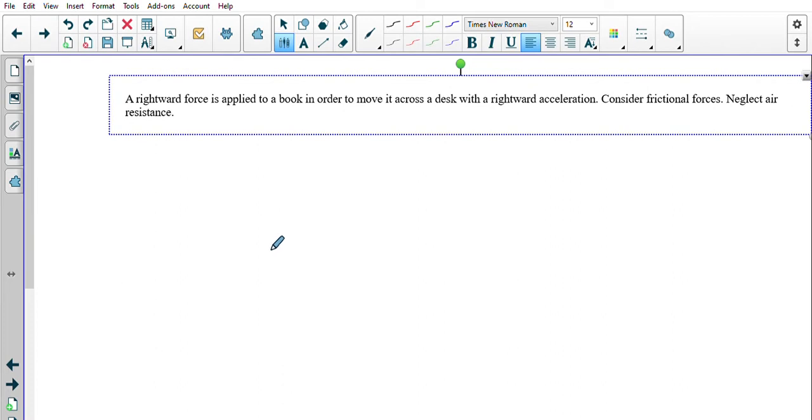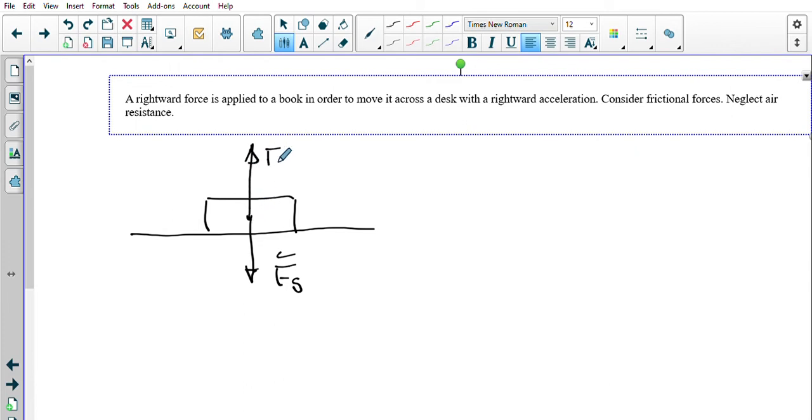A rightward force is applied to a book in order to move it across the desk with a rightward acceleration. Consider the forces. Okay, first of all, let's draw our table. Then let's draw our book. Is there a force of gravity? Yes, there's always going to be a force of gravity. We have a force of gravity going that way. Well, frictional forces, there has to be a normal force. So we're going to have a normal force. These are going to be equal and opposite, balanced. It's not moving down through the table. It's not lifting up off the table. We're providing a force towards the right, and we'll call that force push.